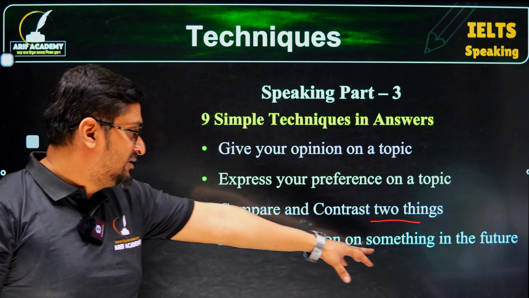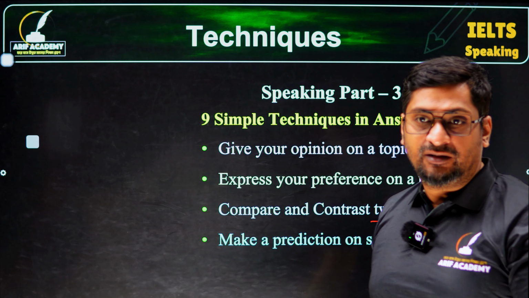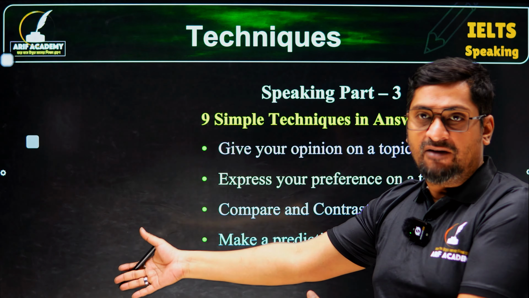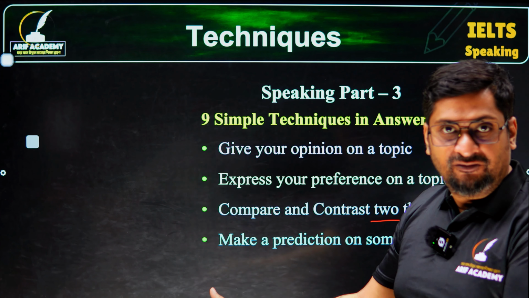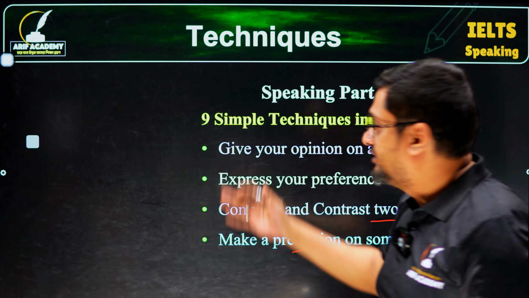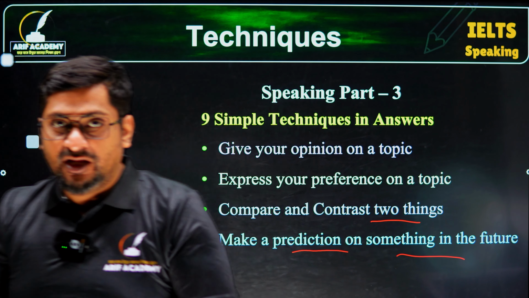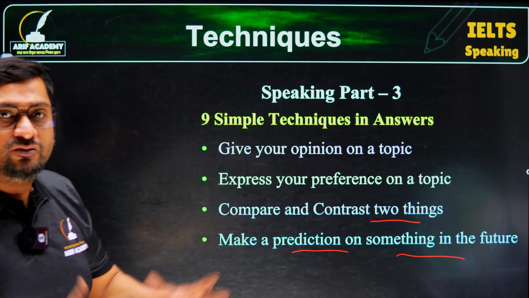Make a prediction about something in the future. You can also make a prediction, like what will happen if the children make their own decision, they can have this future, or if the parents make the decision for the children, they can have a different future. This sort of prediction you can make in this section. With every question you can find this sort of technique to elaborate and answer properly.